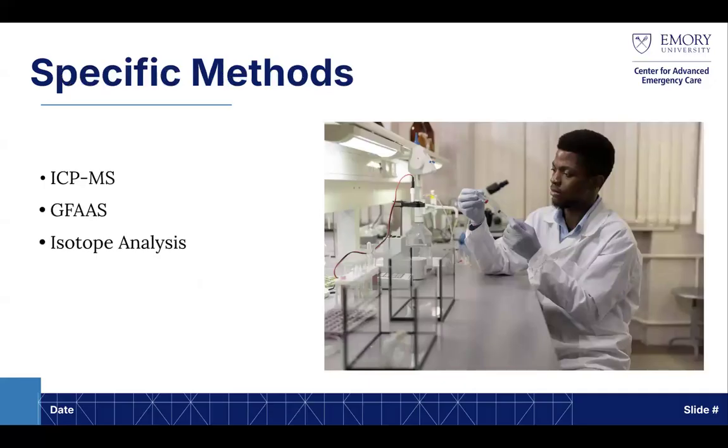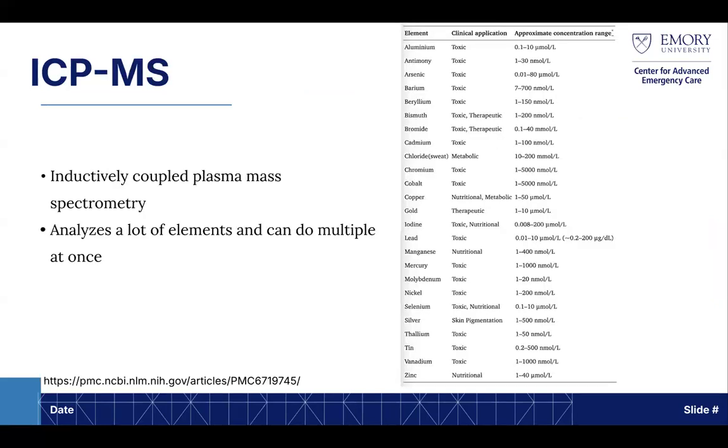Now let's move into the laboratory, where confirmatory and quantitative testing happens. We'll be discussing ICP-MS, GFAAS, and isotope analysis. So ICP-MS stands for Inductively Coupled Plasma Mass Spectrometry. It analyzes a lot of elements and can do multiple at once. This is considered the gold standard in modern trace element analysis.